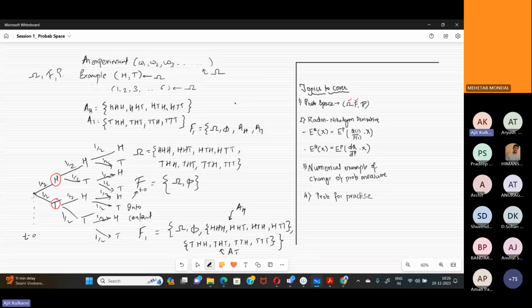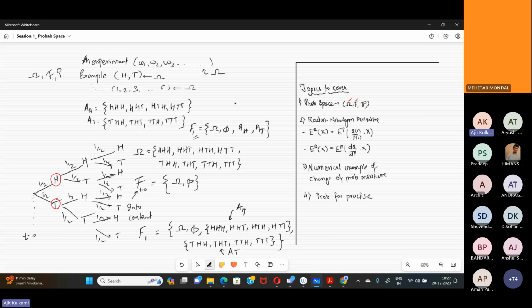Now, can someone tell me what is the union of AH and AT? Omega. Yes, AH and AT together give you omega, and the intersection of AH and AT is phi. So by definition, F contains whatever partitioned elements plus all of their unions and all of their complements. In that sense, this is what filtration means.